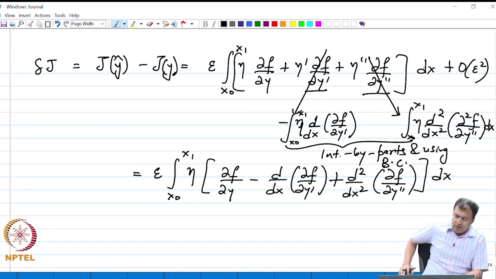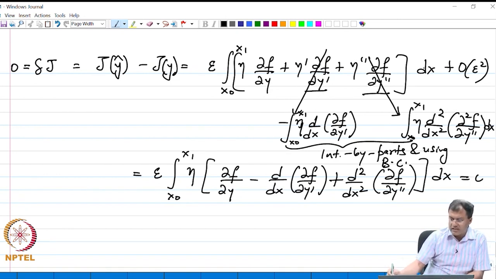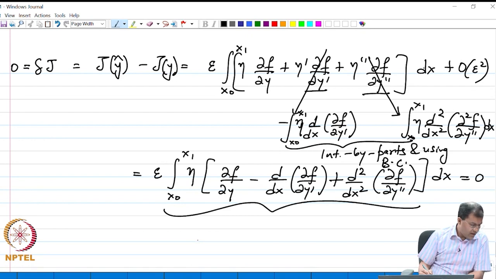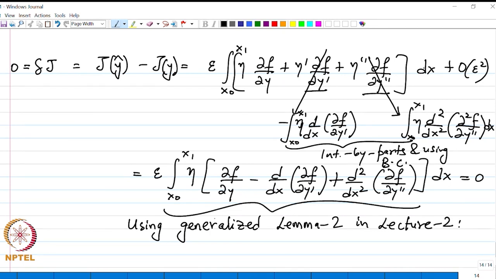So, we see that for the extremal, again we use a similar variation of lemma 2 that we showed in our lecture 2 to come to the fact that we must have that the variation is 0, which means that this variation must be 0 for epsilon sufficiently small. And from here, using the generalized lemma 2 discussed in our lecture number 2, we arrive at the fact that this quantity inside the bracket will be 0, right.